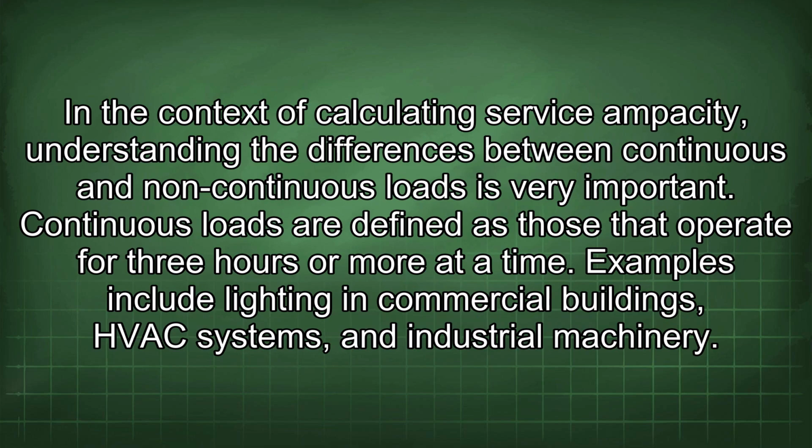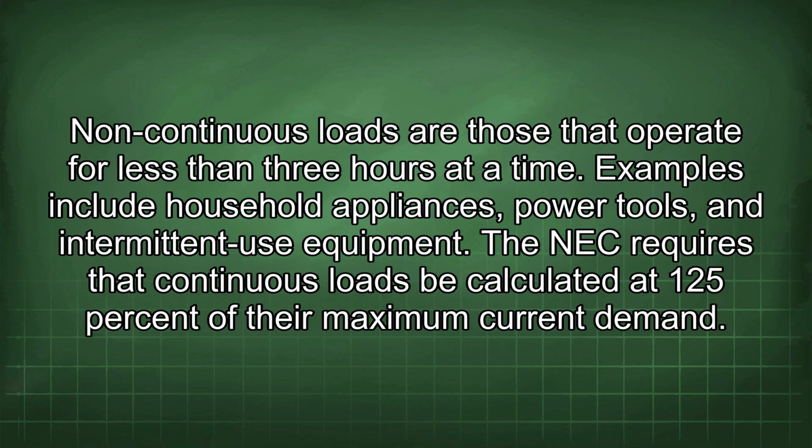In the context of calculating service ampacity, understanding the differences between continuous and non-continuous loads is very important. Continuous loads are defined as those that operate for 3 hours or more at a time. Examples include lighting in commercial buildings, HVAC systems, and industrial machinery. Non-continuous loads are those that operate for less than 3 hours at a time. Examples include household appliances, power tools, and intermittent use equipment.